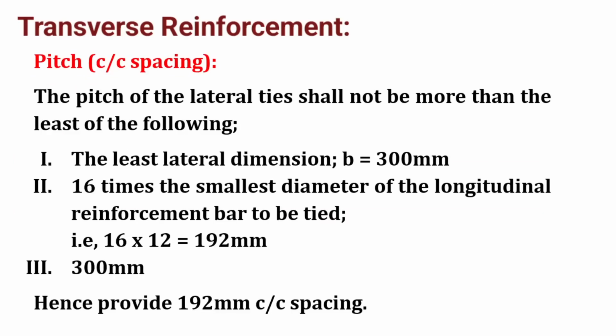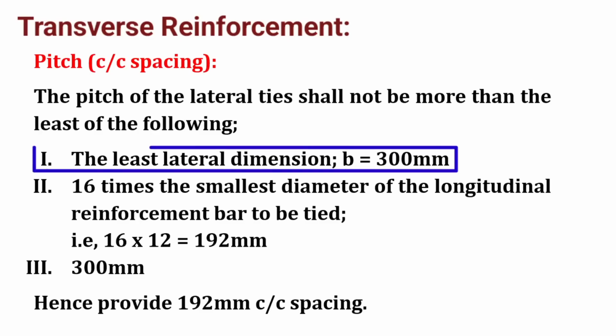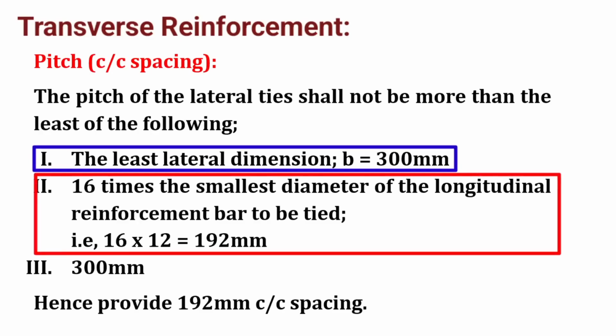The pitch of the lateral ties shall not be more than the least of the following. The first one is the least lateral dimension, that is 300 mm. The second condition is 16 times the smallest diameter of the longitudinal reinforcement bar to be tied, that is 16 into 12, which will be 192 mm. The third condition is 300 mm. So we have to provide the least of the above three conditions, that is 192 mm. Hence provide 192 mm center to center spacing.